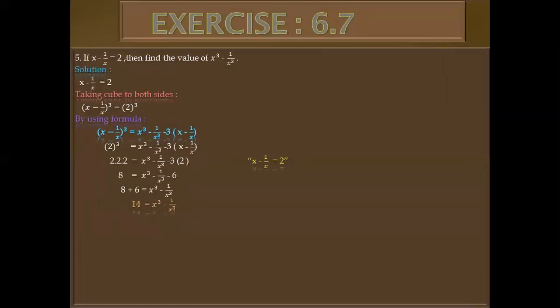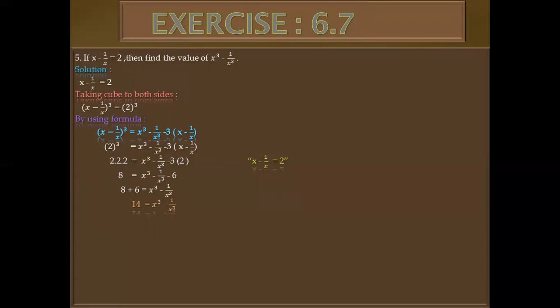Question number 5. x minus 1 over x is equal to 2. Then find the value of x cube minus 1 over x cube. This question is the same as the one we have done in question number 3. The formula will definitely be the same. Which formula will we apply here? The minus 1. And the value of x minus 1 over x is equal to 2.